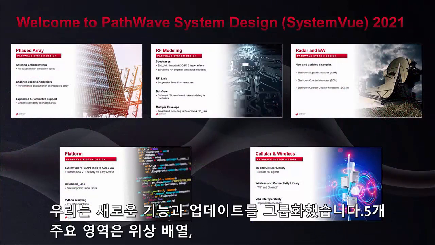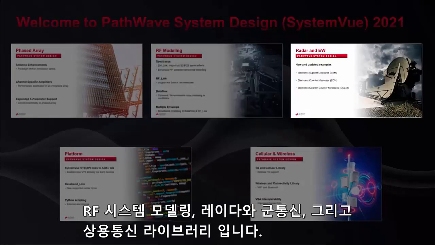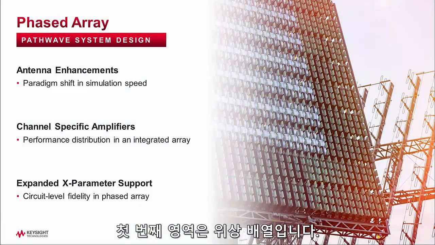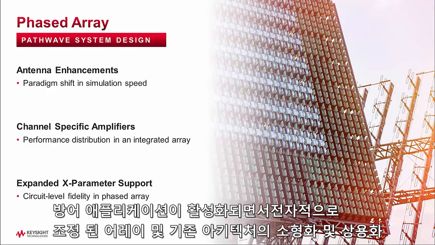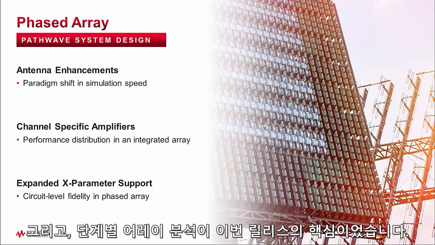We've grouped the new features and updates into 5 main areas: phased array, RF system modeling, radar and EW, platform, and wireless libraries. The first area is phased array. With defense applications moving to active, electronically steered arrays and the miniaturization of existing architectures, and with commercial wireless specifications adopting beamforming and millimeter wave frequencies, enhancements to our phased array analysis were core to this release.